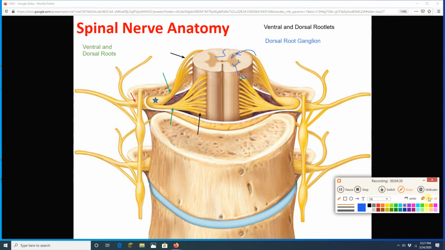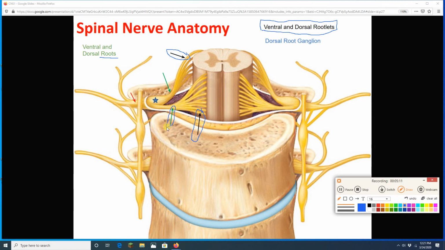Now, what I see first are small bundles of axons. The small bundles of axons are called ventral and dorsal rootlets. So right over here, this black arrow is on the ventral rootlets. This black arrow is on the dorsal rootlets. Ventral rootlets are, of course, motor. Dorsal rootlets are, of course, sensory. Now what happens is the rootlets connect to form bigger bundles called roots. So this green arrow right here is on the ventral root.